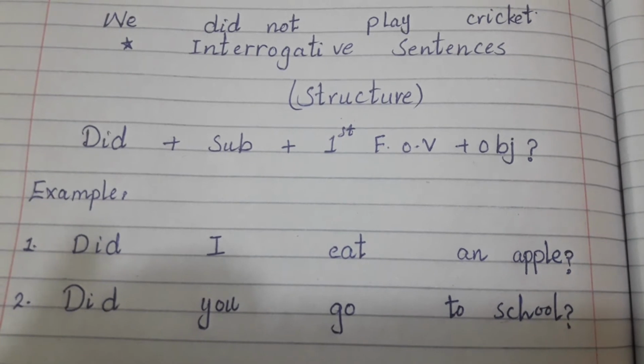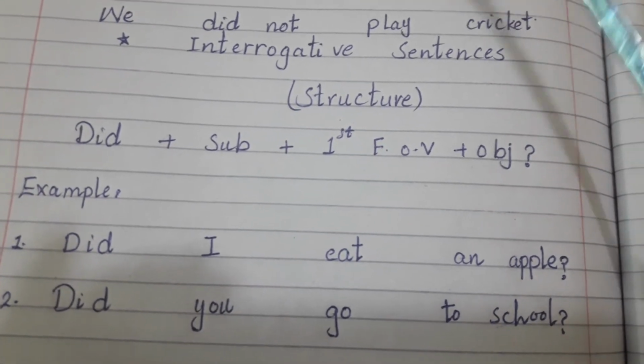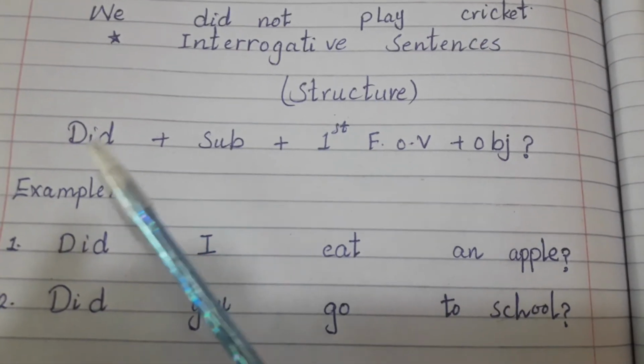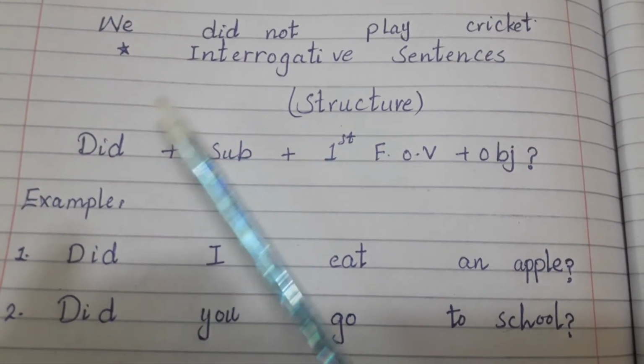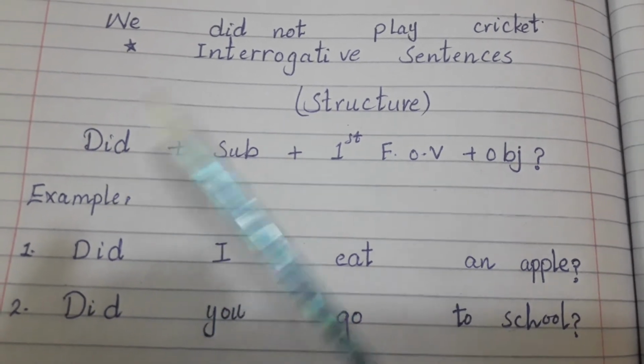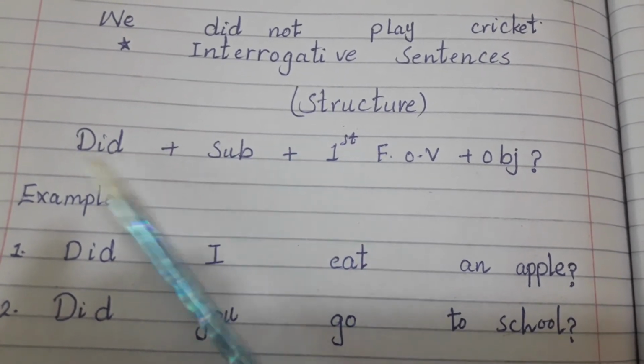Students, now move to the interrogative sentences. What is the structure, or you can say the formula, of the interrogative sentences? First of all, we will write the helping verb. In the past indefinite tense there is only one helping verb, did.